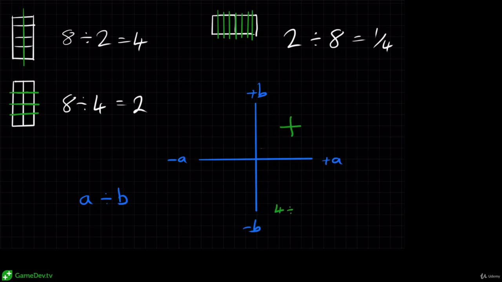For example, 4 divided by minus 2, where the B is minus 2, what do we end up with? We end up with a negative number, and it's going to be negative 2. Minus 4 divided by minus 2, what does that equal? Well, that is going to equal plus 2.